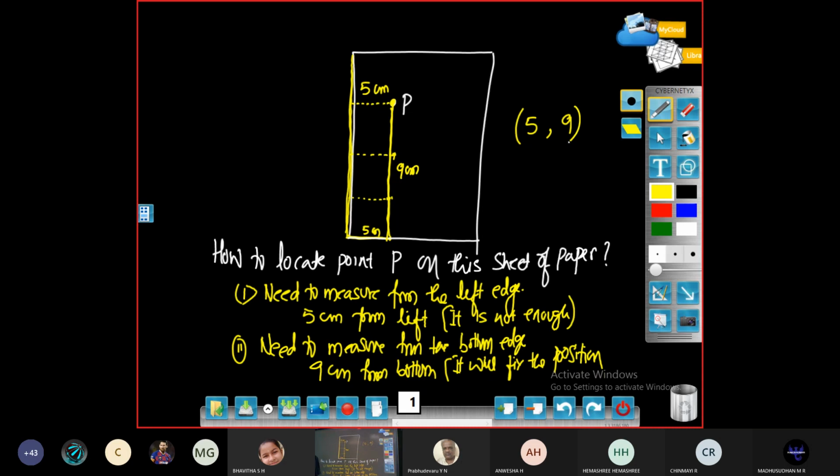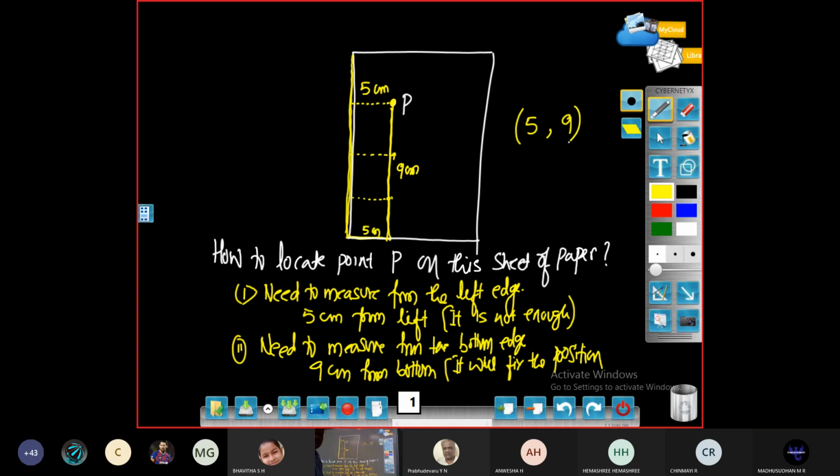Is it clear? Yes, sir. So now, with just one reference point, you cannot locate the exact position of the point. We need two independent pieces of information for finding the position of a point on this plane. Two independent pieces of information are required.